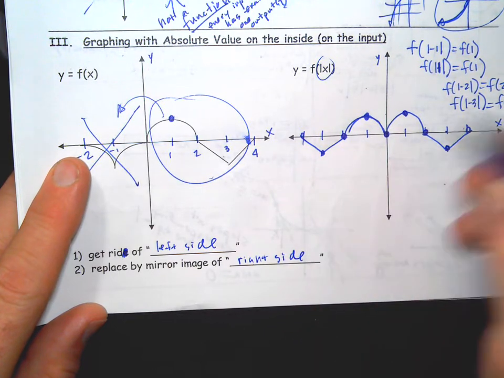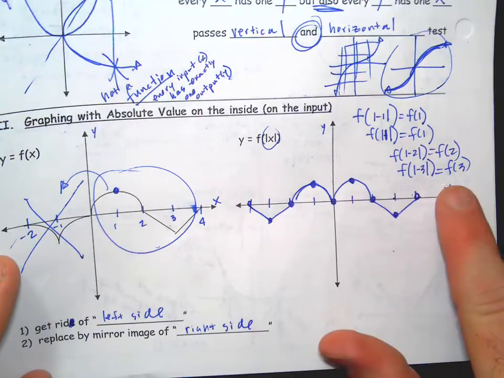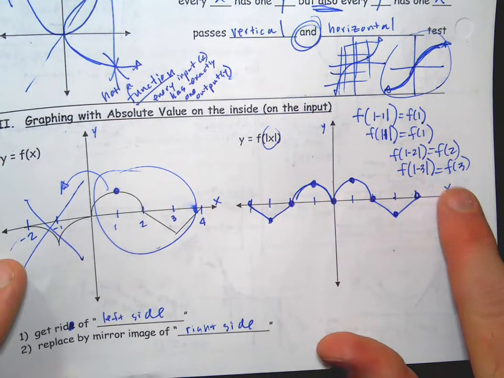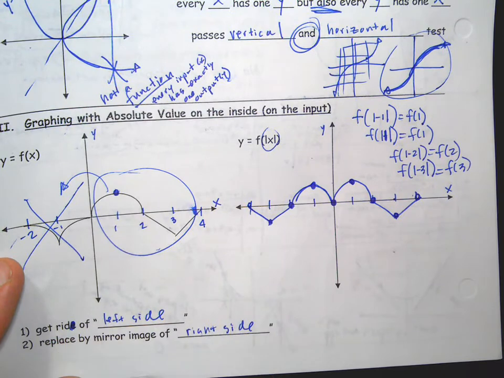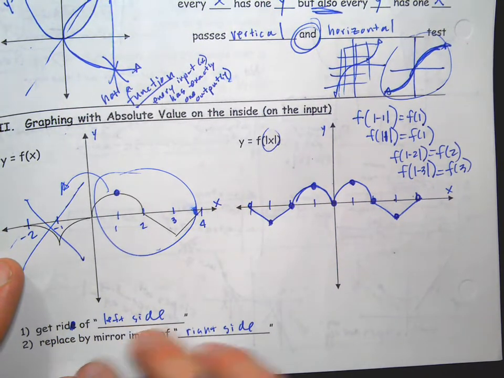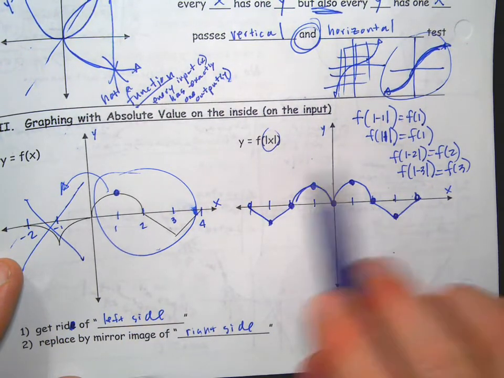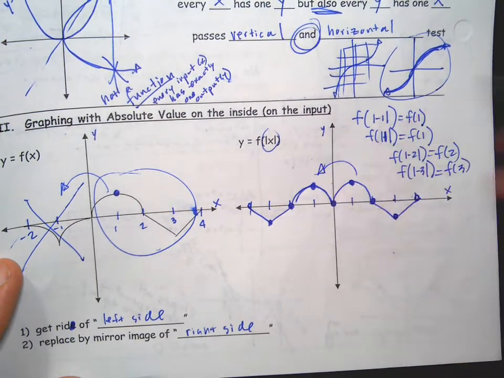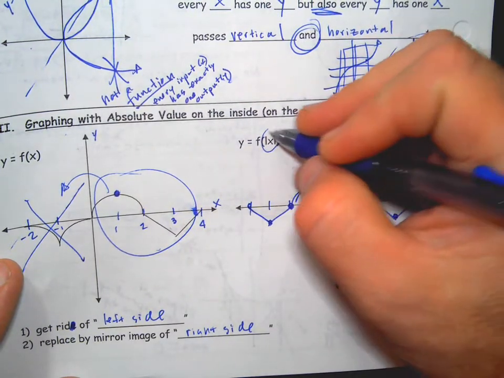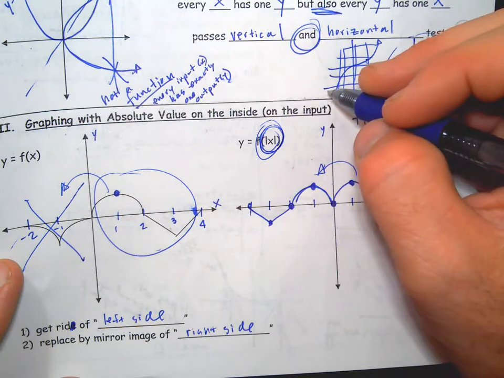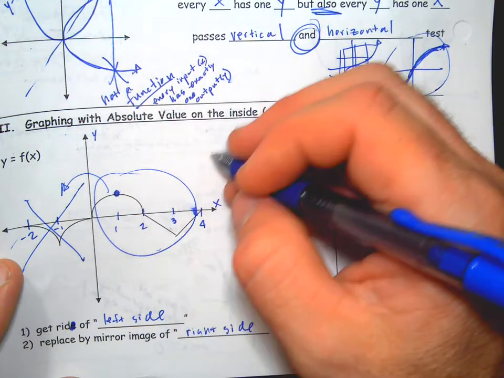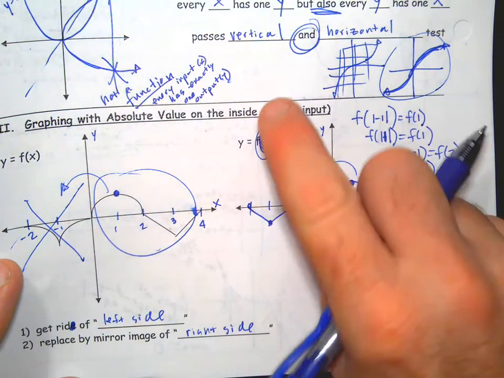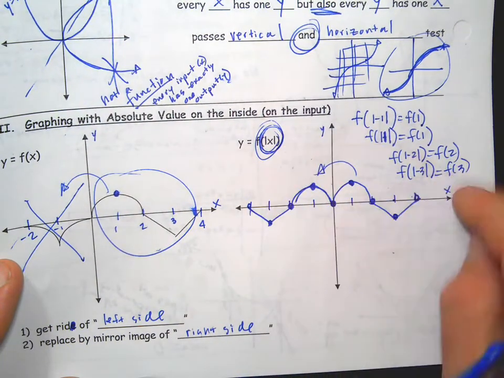So that's it, and hopefully it makes sense to you just by plugging some numbers in that you start to see that. So essentially, the original negative side just disappears and gets covered up by a mirror image of the right side. So that's what happens when absolute values are inside. When they're outside, they just flip everything that's negative in the y direction up in the y direction. But anything inside a function with the x affects it left or right.